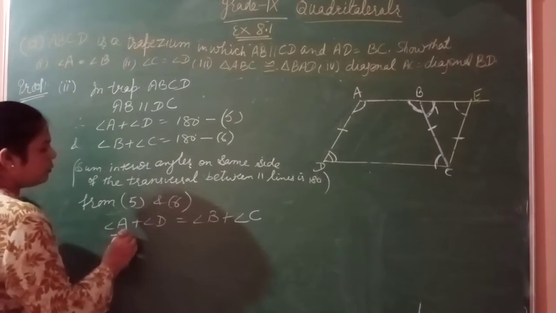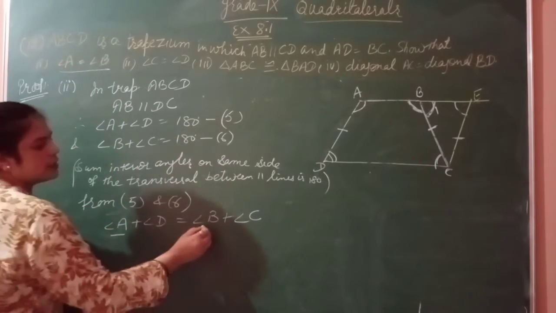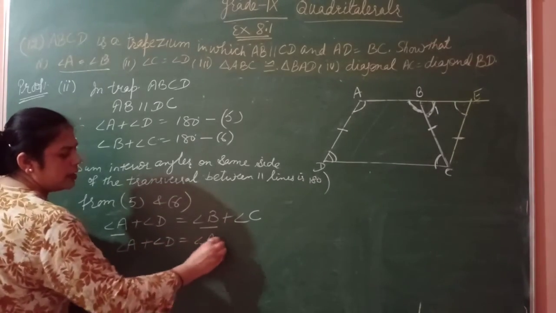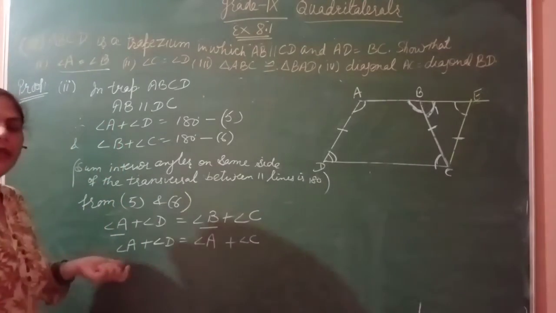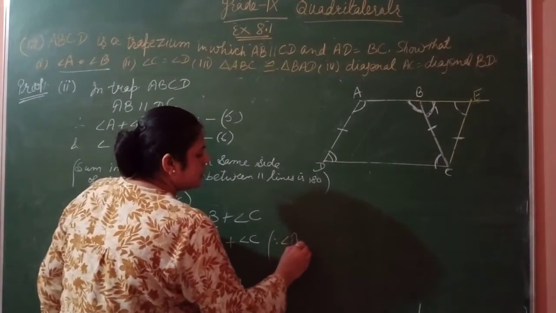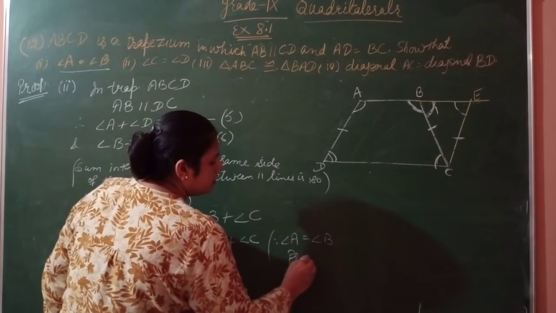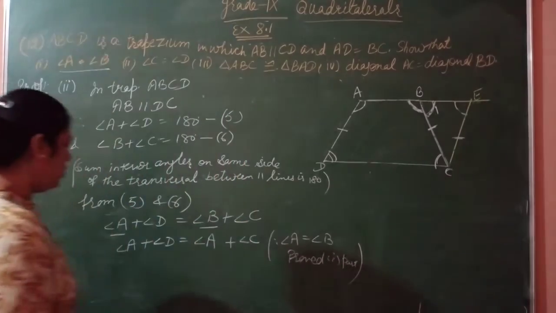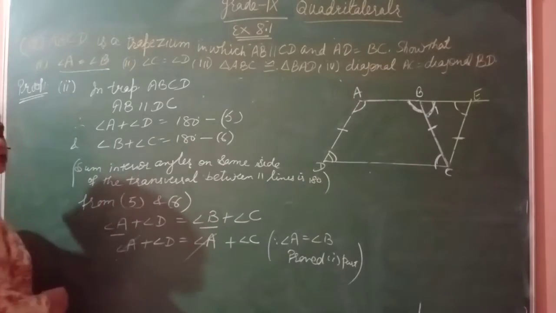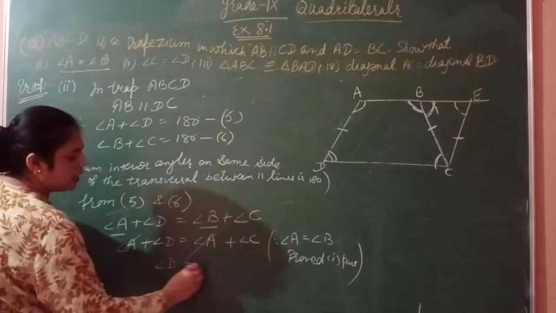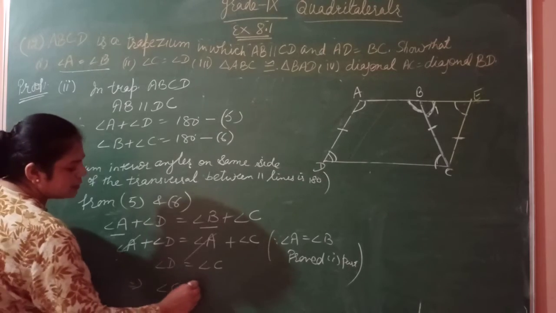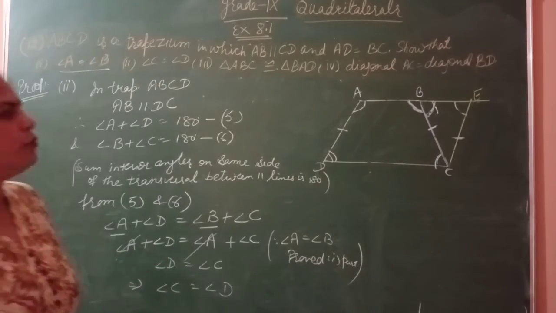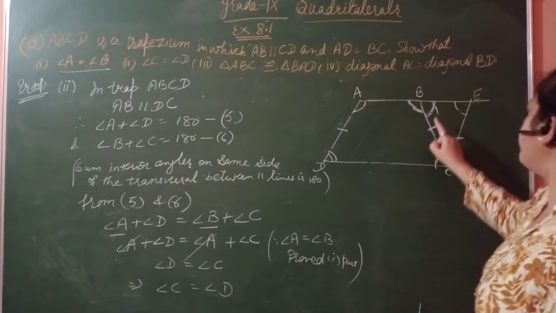And we know in the first part we have proved that angle A is equal to angle B. So we write it in the same angle, that means you can write it as angle A, or you can write it as angle B, because angle A is equal to angle B, we proved in the first part. So on both sides angle A is common, so we cancel it, and angle D is equal to angle C. This we had to prove: angle C is equal to angle D. Clear?